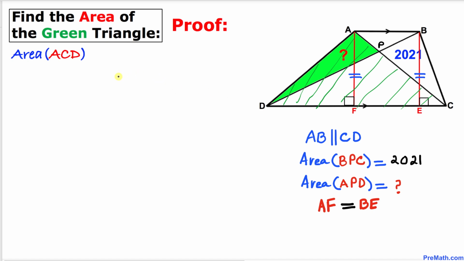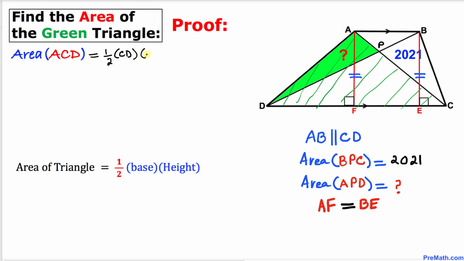Let's calculate the area of triangle ACD, the one that I have just shaded. Here's the area of a triangle formula: area equals a half times base times height. In triangle ACD, the area is going to become a half times base, in our case CD, times height AF. Let me call this equation number 1.